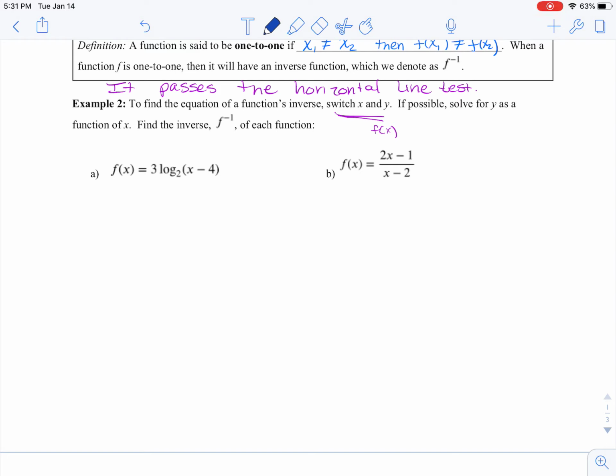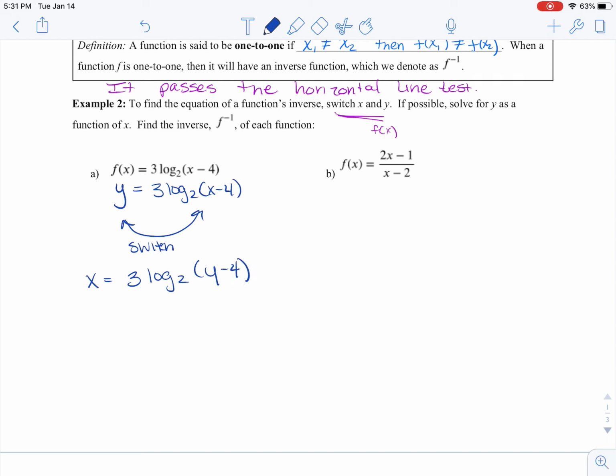We have f of x equals 3 log base 2 of x minus 4. So we'd say y equals 3 log base 2 of x minus 4. I like just changing that to y before I switch. Then we're going to switch our x and our y. So we'd have x equals 3 log base 2 of y minus 4.